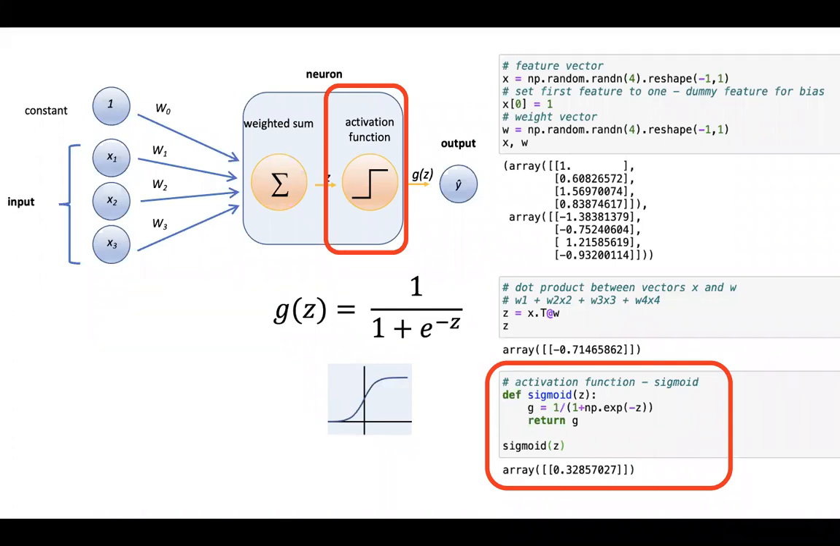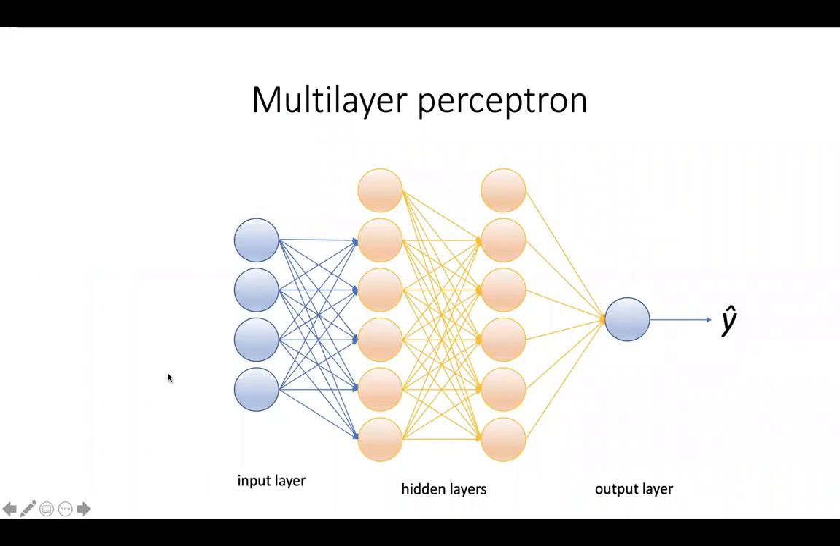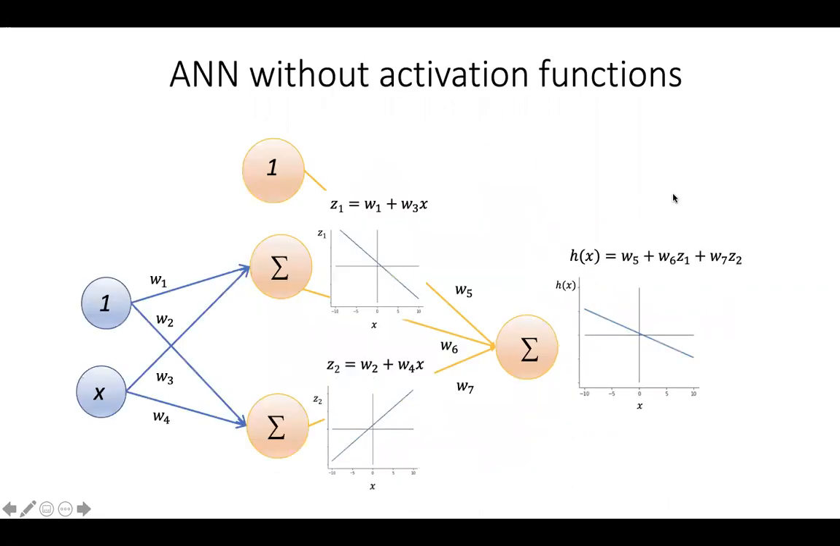If we combine several perceptrons together in a layered structure, this will be the so-called multilayer perceptron, which is basically a shallow artificial neural network. In this kind of network, we can see the input layer, the hidden units like intermediate layers, and the output layer, which gives a prediction. So the first question is why we need the activation functions. What is the purpose of the activation functions in the network?